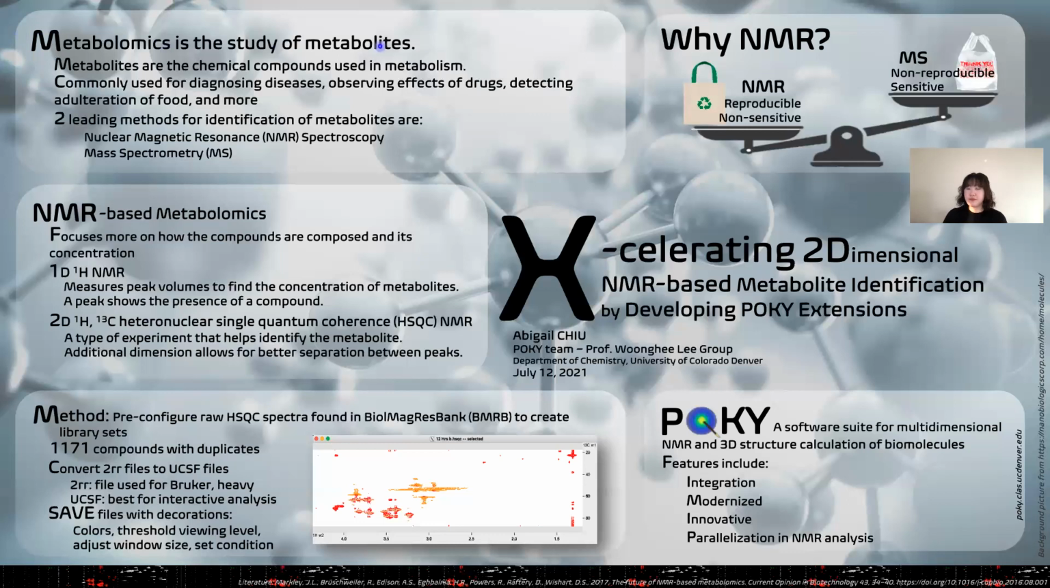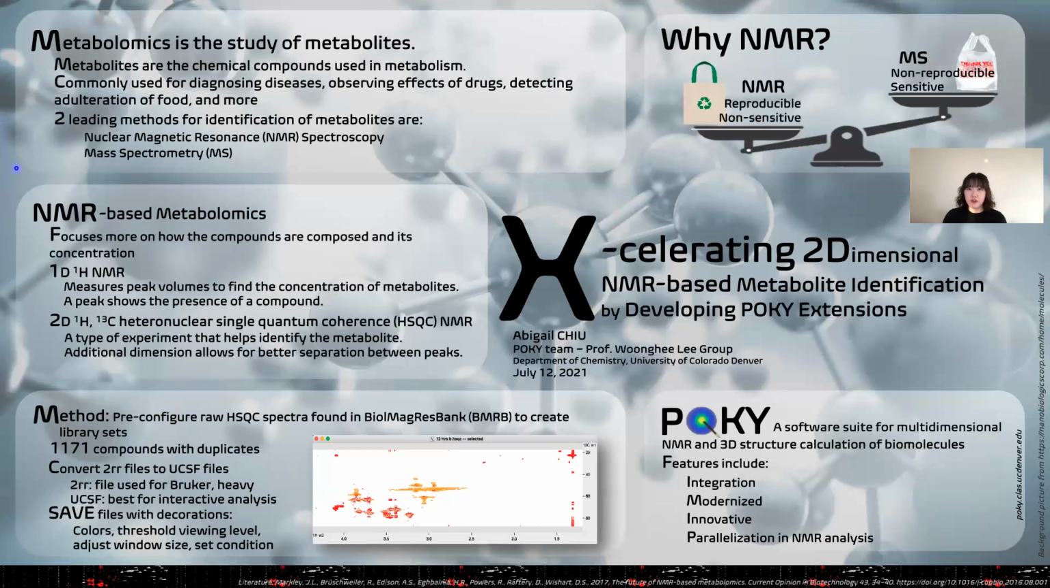So why NMR? NMR is more reproducible, meaning you can reuse the sample, but it's not as sensitive, meaning that it might not be able to differentiate signals that overlap each other. MS, on the other hand, is more sensitive, but it's not reproducible. I chose NMR because it's a growing field and the sensitivity issue is a problem that is currently being researched.